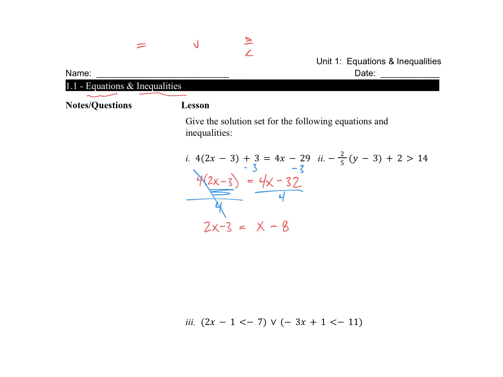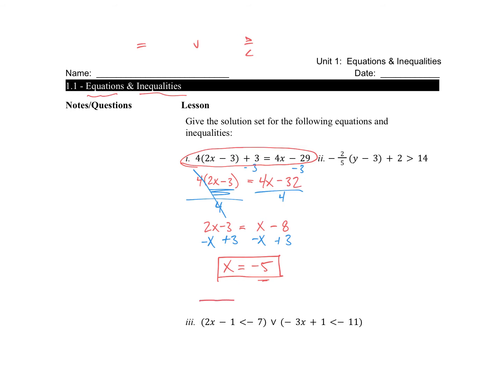Two more steps. I'm just going to go ahead and add 3 to both sides. And why not at the same time subtract x from both sides? Now I'll have a 1x over here and a negative 5 over here. All right, so there's my solution. The only way for this statement to be true is if x is negative 5. Now they're telling me to give the solution set. I don't really need to do anything here other than just say x is negative 5.